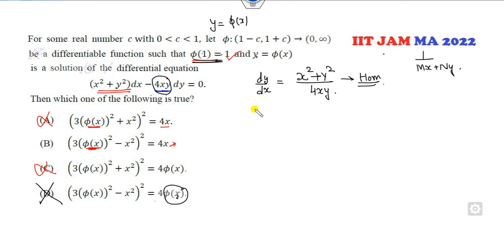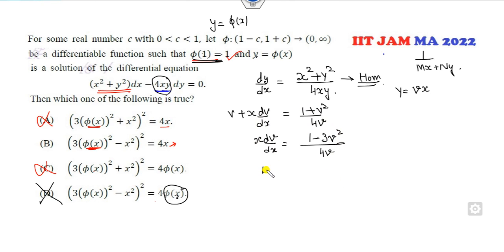So once they are here, you can substitute y is equal to vx. So it will be v plus x of this. It will be 1 plus v square over 4v. So what is that? x dv over dx. 4v is the LCM, 1 minus 3v square. So what is that? It's 4v over 1 minus 3v square into dv, which is equal to dx over x.